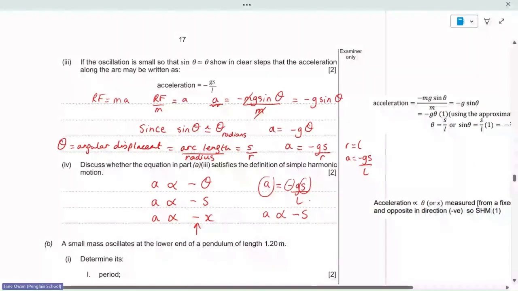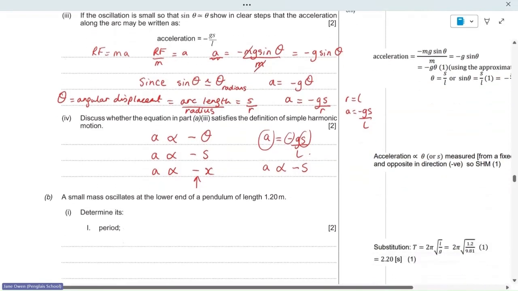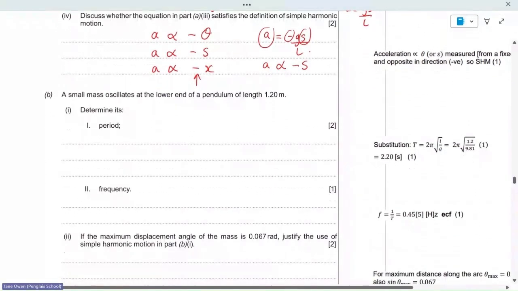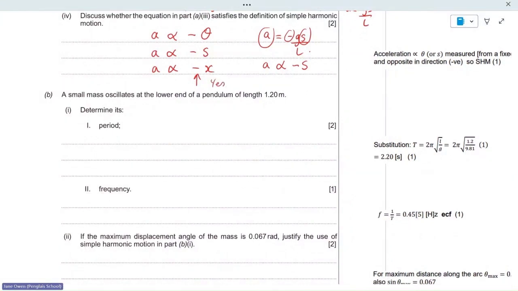And so it's always in the opposite direction, but it is directly proportional to it, so that if the displacement increases, then the acceleration back towards the center will increase. If one doubles, the other will double. So yes, it does, but you've got to say that, and you've got to explain it, and it asks you to discuss it.